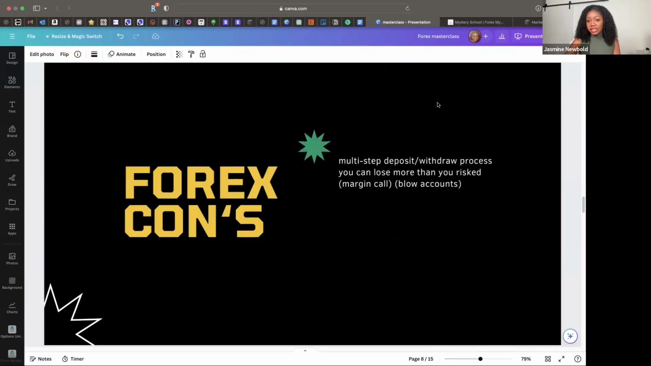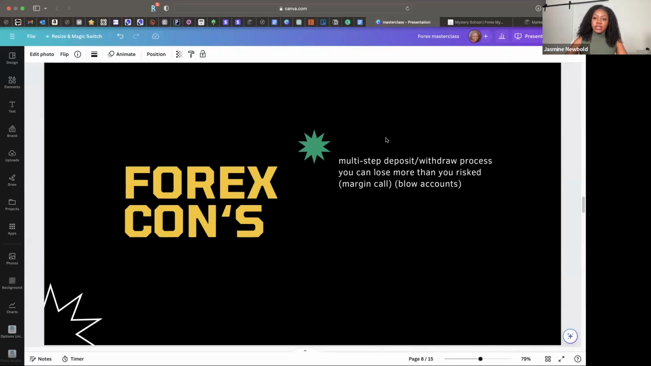Now, the Forex cons. The first con is there's a multi-step deposit and withdrawal process. I go over the deposit and withdrawal process in my Forex course, step by step, showing you guys how to get your money in and how to get your money out. So it's a multiple step thing, which makes it annoying. It would be a con to me, but there's no issues with it. It's not the biggest thing, it's just an annoyance.